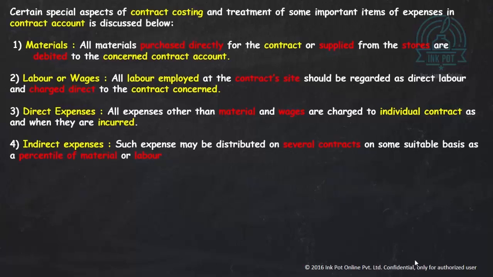And contract account is always prepared in the books of contractor. There are two words, contractor and contractee. Contractor is one who performs the contract, and contractee is a person who gives the contract. So contract account is prepared in the books of contractor and not in the books of contractee. And contractor does the work for the contractee. So materials, labor, direct expenses, indirect expenses, these all are expenses incurred by the contractor, hence shown on the debit side of the contract account.